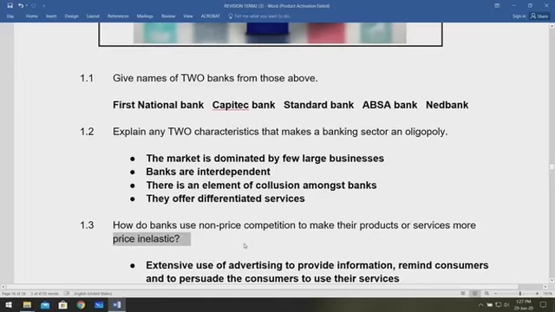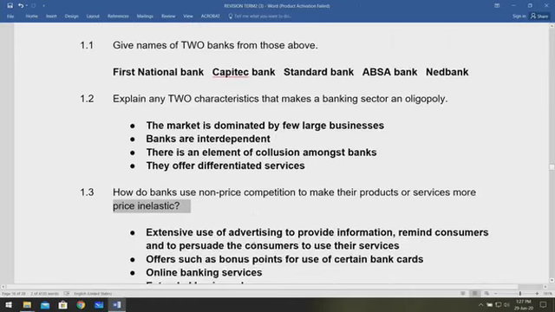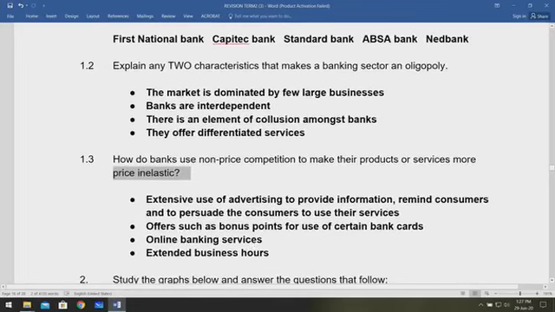Remember, if the price for something is inelastic, it means it doesn't matter how the price shifts, the demand will remain the same irrespective of how the shift in price takes place. So they want to ensure price inelasticity, meaning people don't leave them for other businesses.